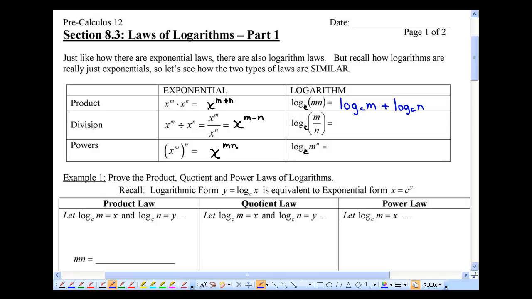For division, you should have correctly guessed that it's log base c m take away log base c n. And what about this one with the powers? Remember, it's multiplication. So the logarithm rule says that you can take the power, which is n, and multiply it. So it's n times log base c m. Those are the log rules.